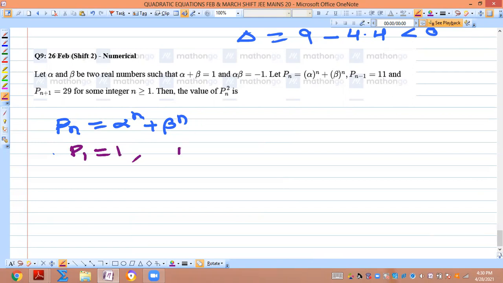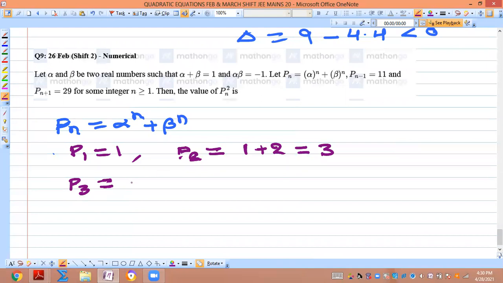What about p2? P2 is nothing but alpha square plus beta square. So alpha plus beta whole square minus 2 alpha beta, there is nothing but plus 2, which is 3. So p2 is 3.